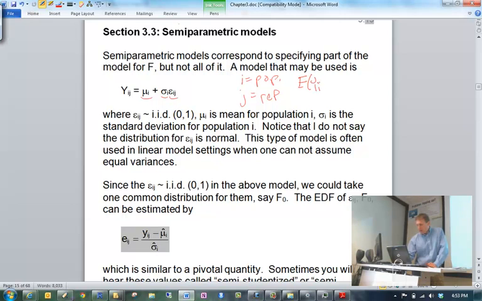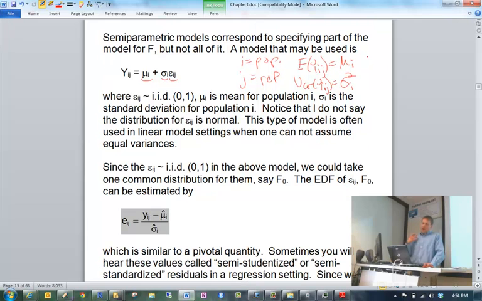The expected value of y sub ij is equal to what? Here, mu sub i. The variance of y sub ij is equal to what? Sigma sub i squared. Okay.